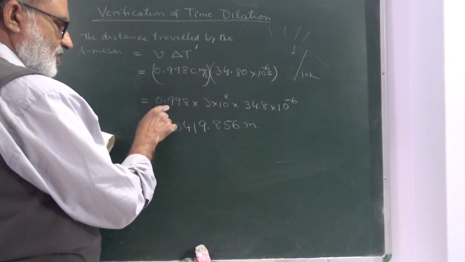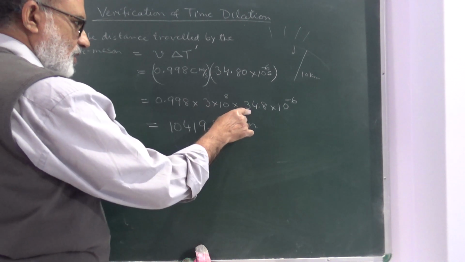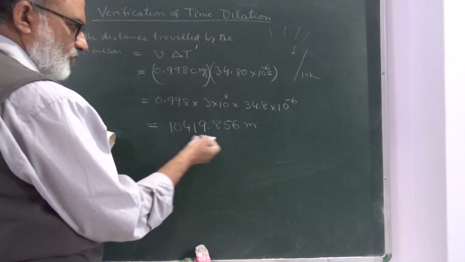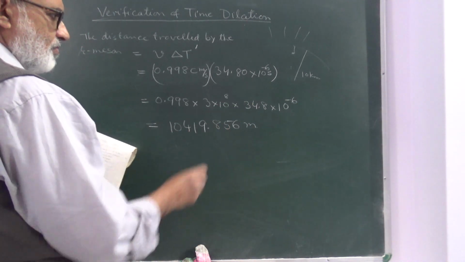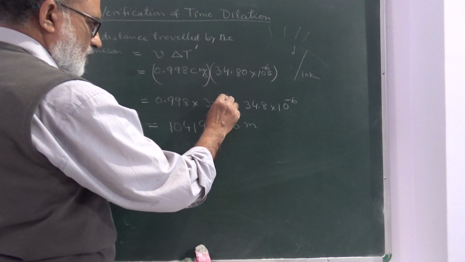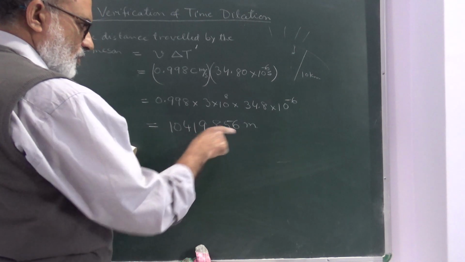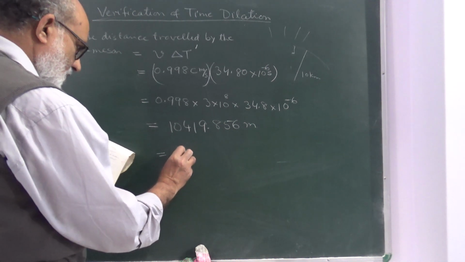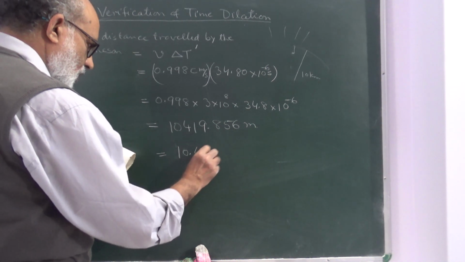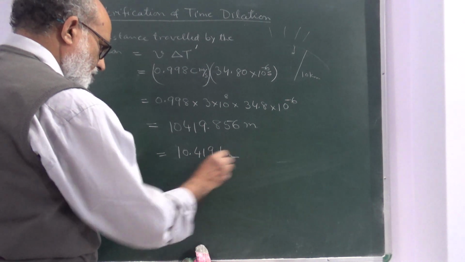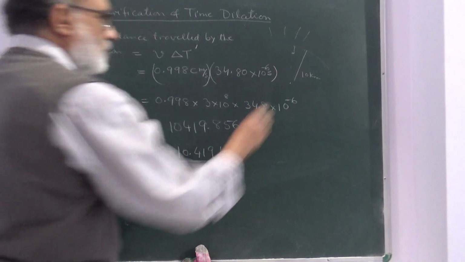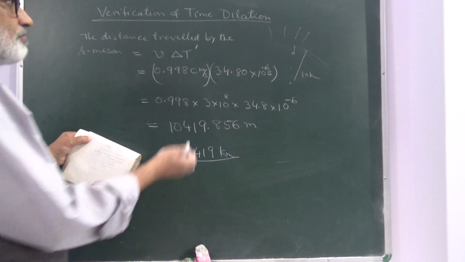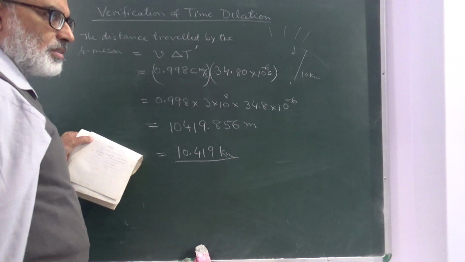Simply multiply by 3. Multiply 3 by 34, and you will get about 105, which is nearly 10 to the power 4, since 10 to the power minus 6 times 10 to the power 8 gives plus 2. If you convert into kilometers, this is 10.419 kilometers. This distance is 10 kilometers. That's why we observe muon mesons at the surface of the Earth, at sea level also.